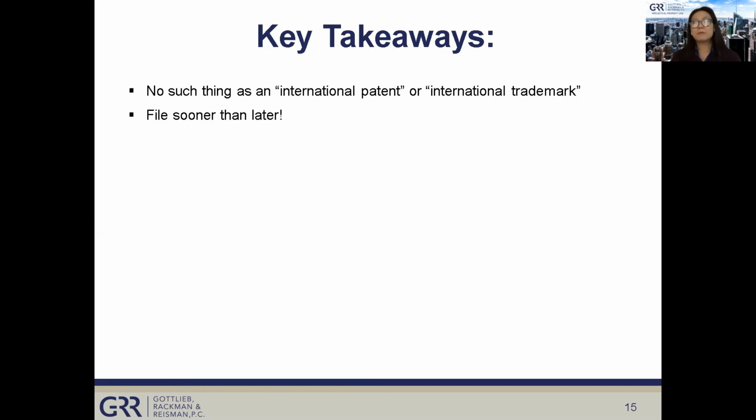And second, to file sooner rather than later. It is very important. You snooze, you lose. And that's especially the case in China, and especially the case for patent where you have statutory deadlines. And for trademark, in first to file countries like China and any other first to file countries.